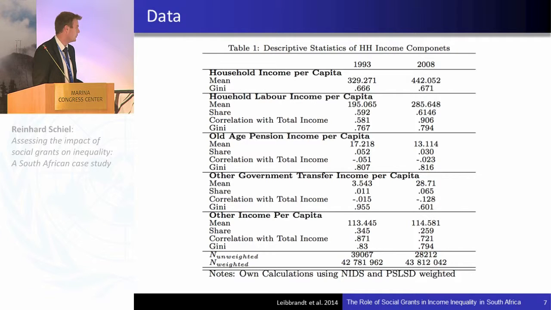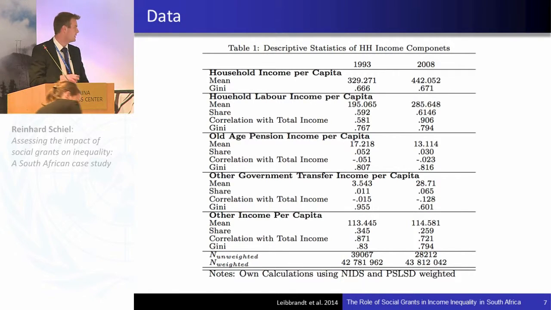What we've done now is, in order to assess the impact of social grants on inequality, we've broken down total household income into four buckets or four main categories to assess. Firstly, we look at household labour income per capita. Secondly, the first social grant, the state old age pension, as I mentioned, which was targeted at older individuals. Thirdly, other government transfers, which would include this massive expansion in child support grant. And finally, any other income which individuals may have.